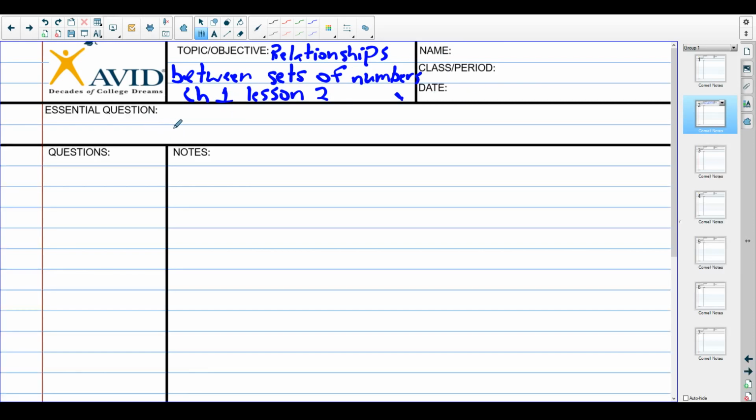Alright, so the first thing we do, after you've got your name and your topic, is we write out the essential question. And this is just in case you've never seen Cornell Notes before. The essential question is the big idea, what we're trying to answer by the end of the lesson.